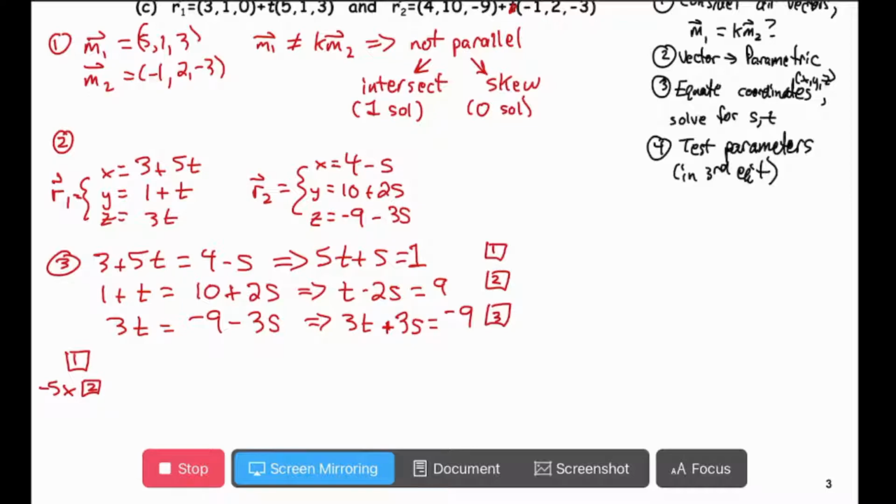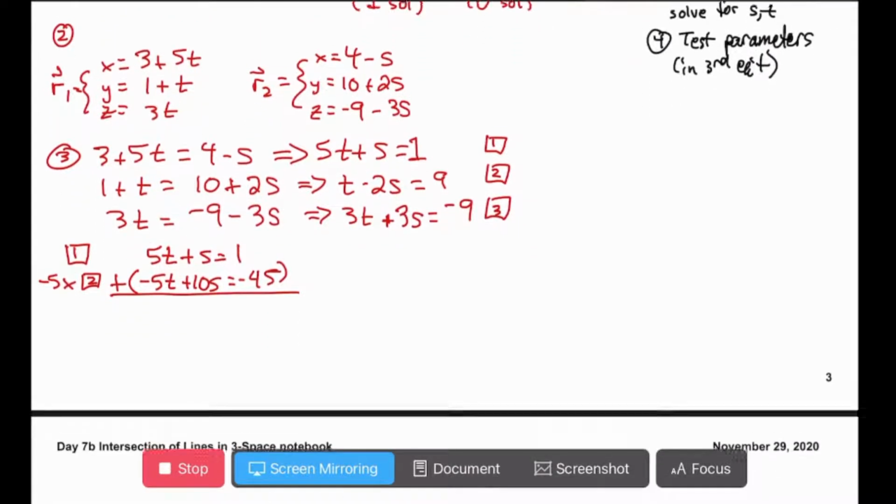And then I'm going to add those together. So I'm going to have 5t plus s equals 1, and -5t plus 10s equals -45. And I'm adding these together. Or I could have multiplied by 5 and subtracted.